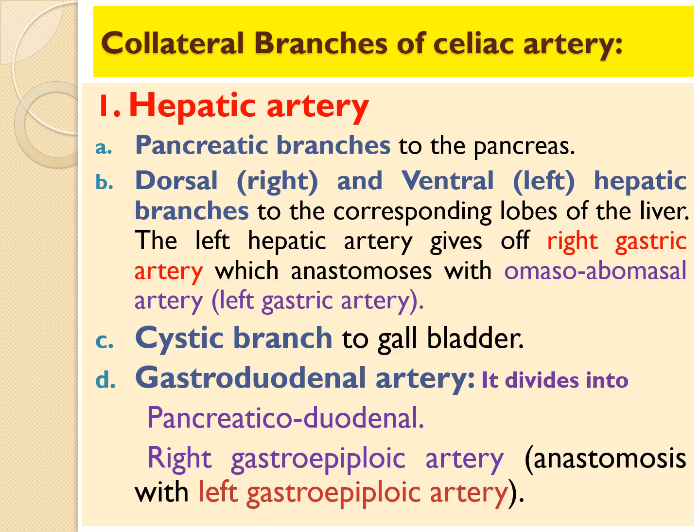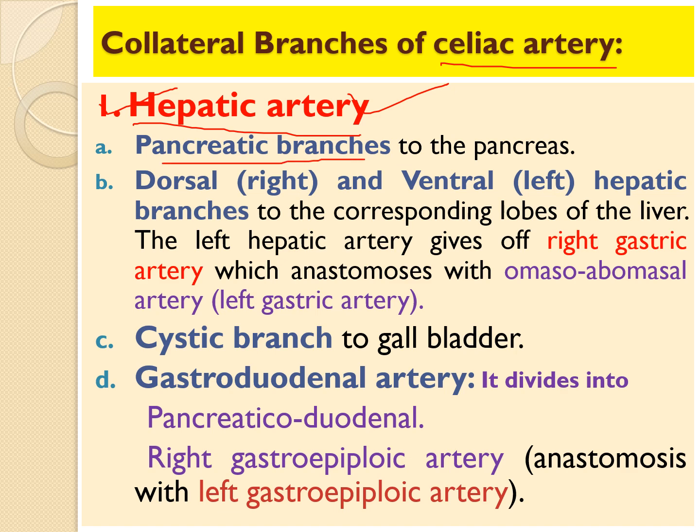So there are different collateral branches of the celiac artery. The first one is the hepatic artery. When the celiac artery crosses the posterior vena cava, it gives off an artery which is known as the hepatic artery. The hepatic artery further gives the following branches.